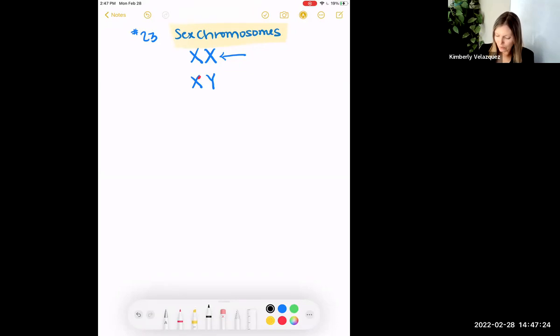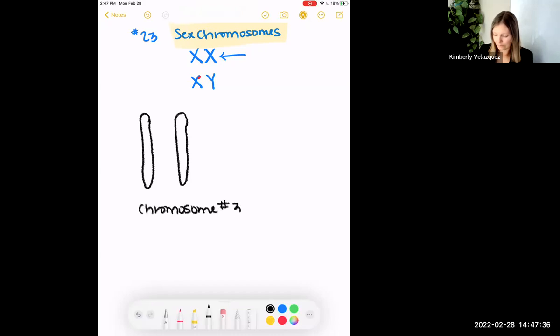Let's start with just a quick reminder that you do have 2 of each chromosome. So let's randomly say that this is chromosome number 3. And somehow I chose the crayon there. So if it's looking fuzzy, that's not your screen. That is because I accidentally chose that.